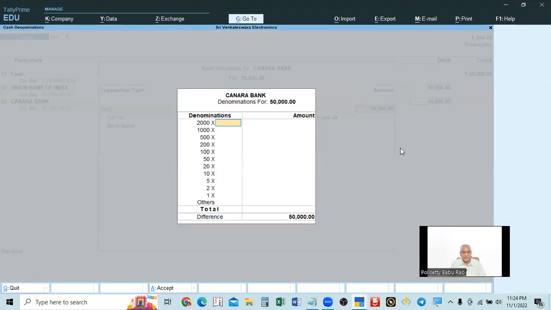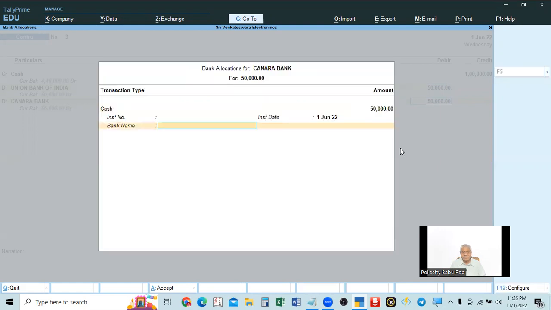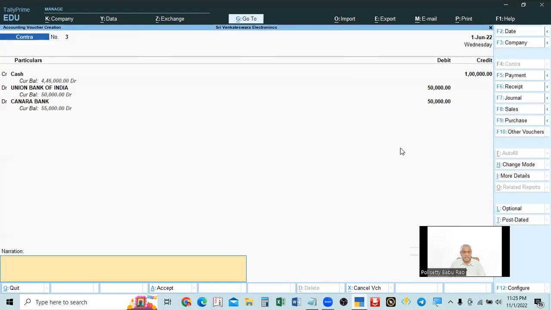Here also, it will ask you the denomination. Again, here also enter 100. So 50, bank name is not required. So being cash deposited, new accounts are opened in Union Bank and Canara Bank. That's all. So like this.